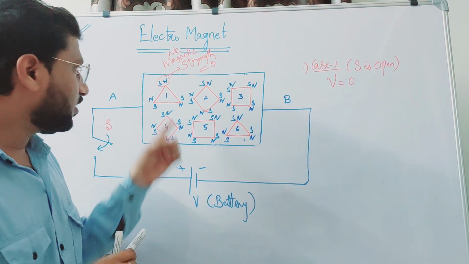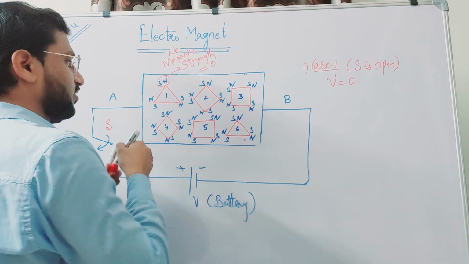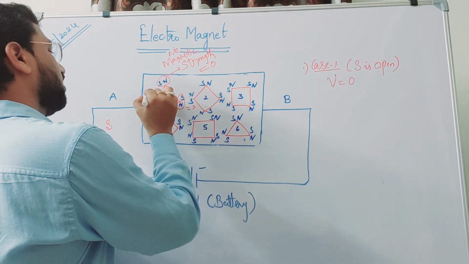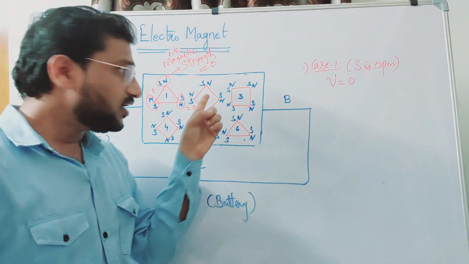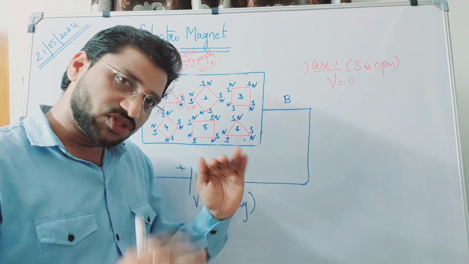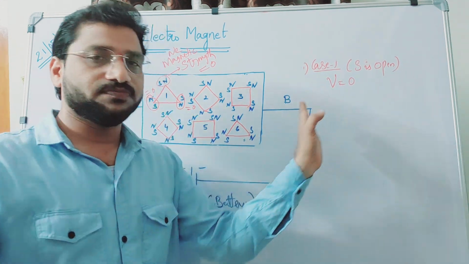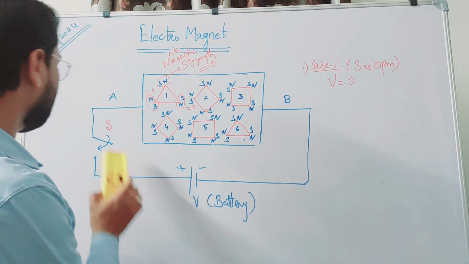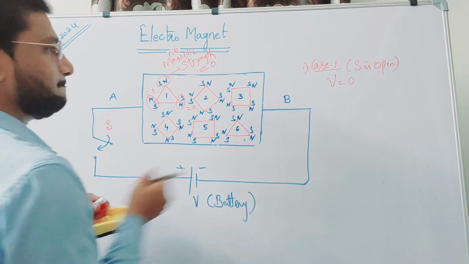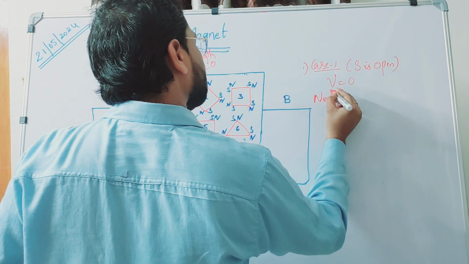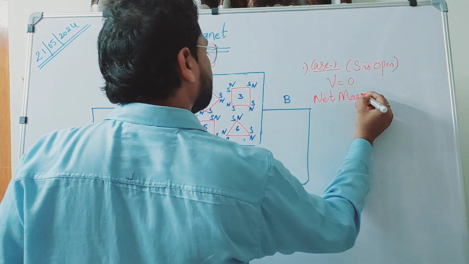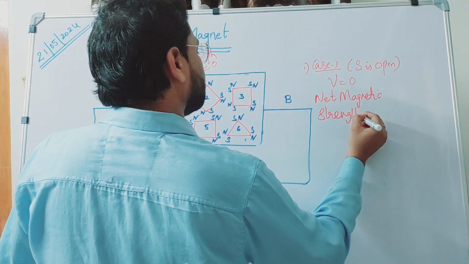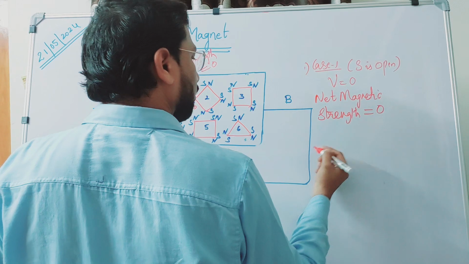Nil. Here also nil. I'll show only the first triangle. Here also nil. Here also nil. Right? Similarly, in all the remaining magnetic molecules also, the overall magnetic strength is 0. Got it? Now, what happens if the power supply is connected? So here, the net magnetic strength is equal to 0 or nil.